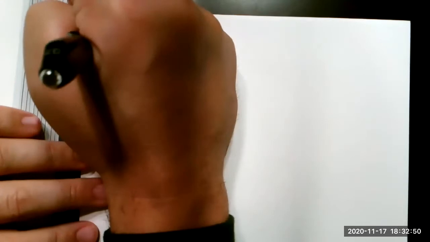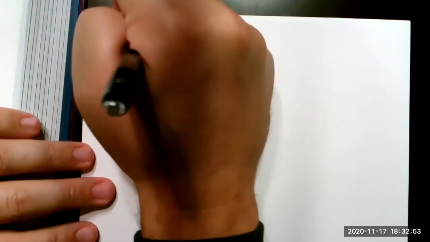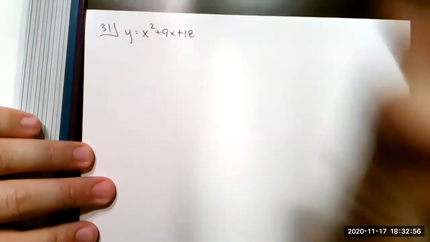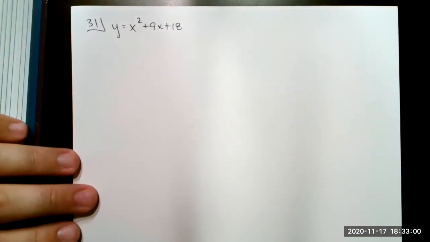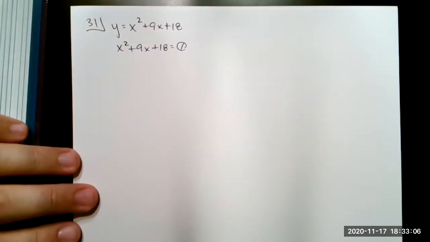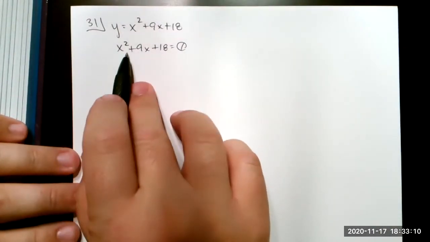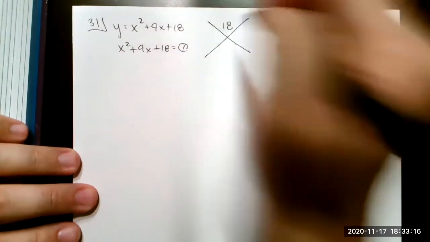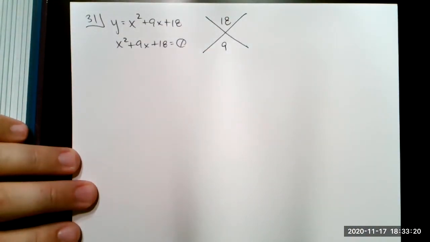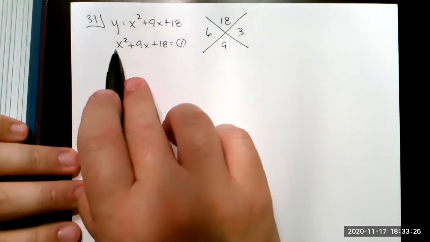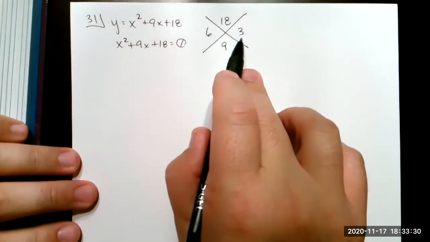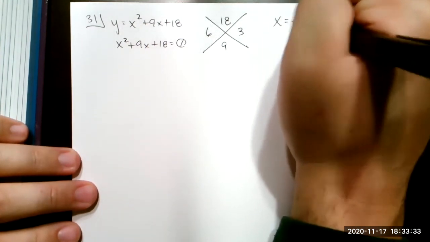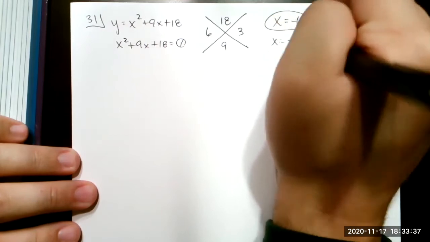So 31. y equals x squared plus 9x plus 18. We need to factor this, so I'll rewrite that and set it equal to 0. It's in standard form. There's no GCF. I'm ready for my cross method. A times c, that's 18. B is 9. 2 numbers that multiply to 18 and add to 9 are 6 and 3. My a value is 1, so if I divide by 1, it's still 6 and 3. So my 2 x-intercepts, where this is going to cross the x-axis, are at negative 6 and negative 3.